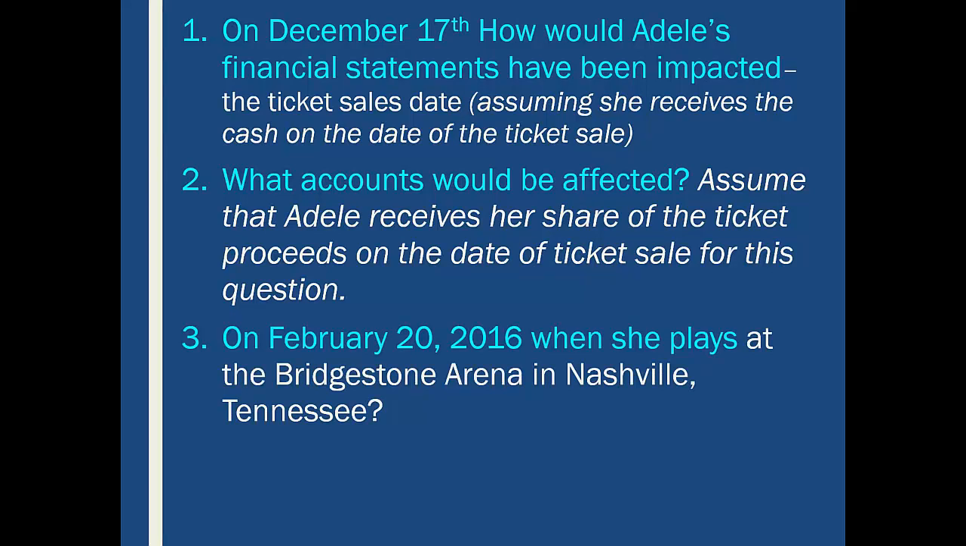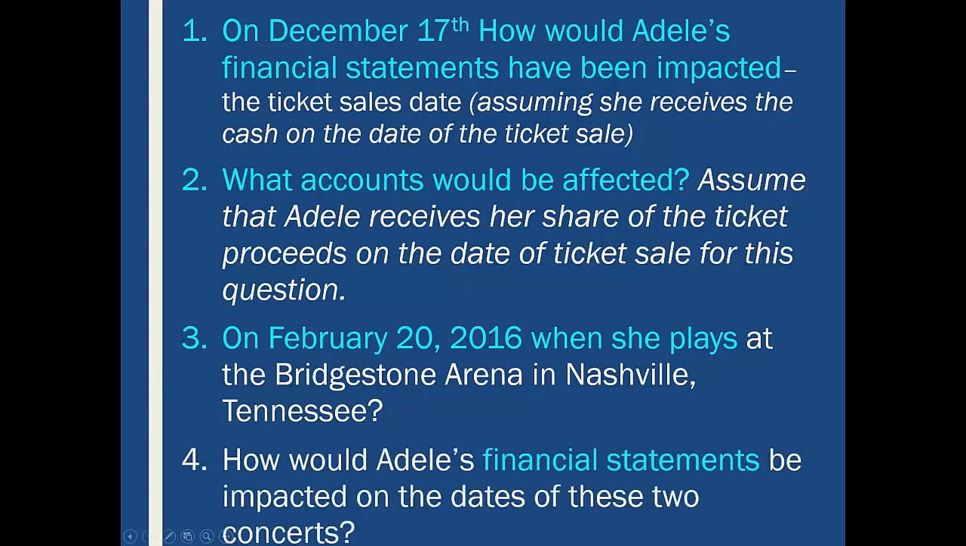But then let's fast forward, and on February 20th, when she plays her first concert in Nashville, how much revenue has she earned? In this case, we finally are going to take some of the money out of deferred revenue and earn that revenue. These are some of the things that we talk about in this chapter. We take it out of our deferred, which is a liability, and we put it into an earned revenue, which is a revenue account. So we have both an impact on the balance sheet in terms of a deferred revenue account and the income statement, because that's where revenue is found.